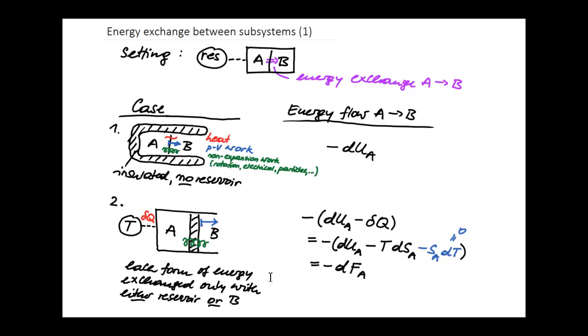And then it doesn't hurt to add another term, SdT, because the temperature T is kept fixed by the reservoir. Therefore, dT is 0. So we're just adding 0, and this doesn't change anything. But this allows us to use the product rule: TdS plus SdT is just the differential of TS. And then you can combine it with the differential of internal energy, and you see this is just the differential of free energy. So minus dF, minus the differential of free energy of system A, is the amount of energy in the form of work, any kind of work, be it pressure-volume or other forms of work, transferred from A to B, in the presence of a heat reservoir that communicates with A.